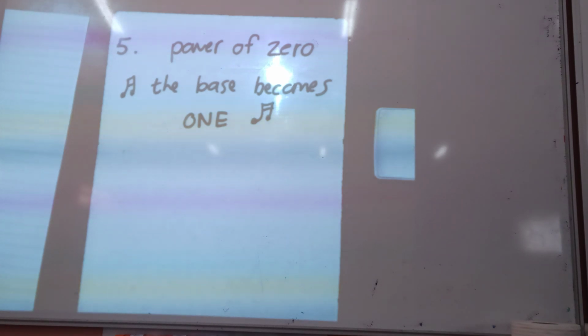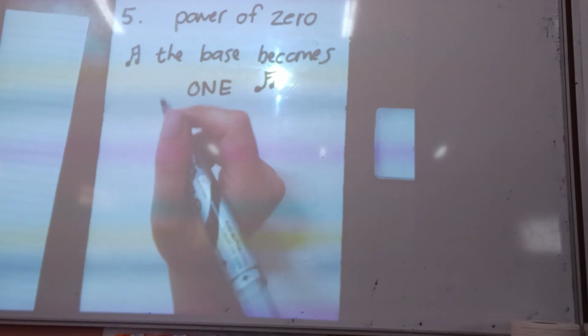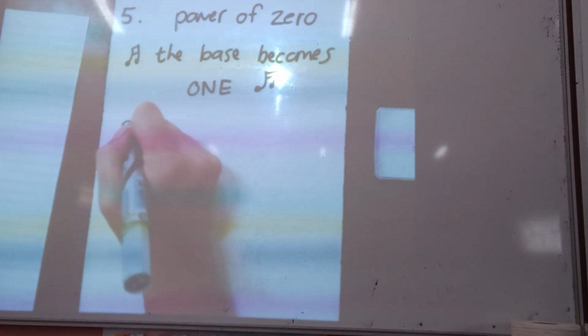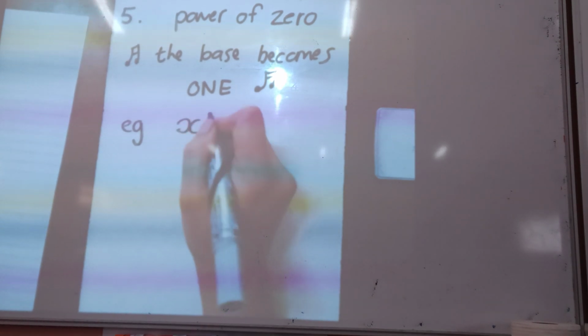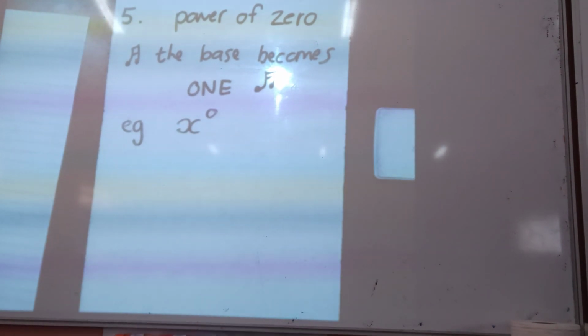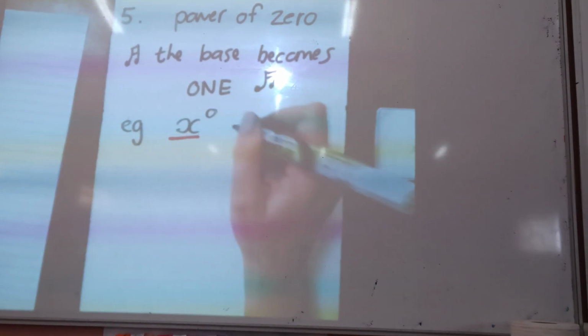Polynomial? Poly meaning many numbers. Monomial, 1 number. So here we go. The base becomes 1. An example of this would be x to the power of 0. Now, who does the 0 belong to? X. So the base, which is x, must now become 1.